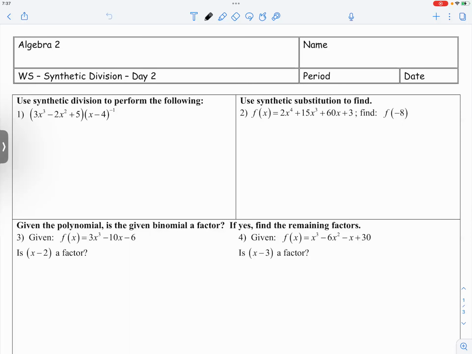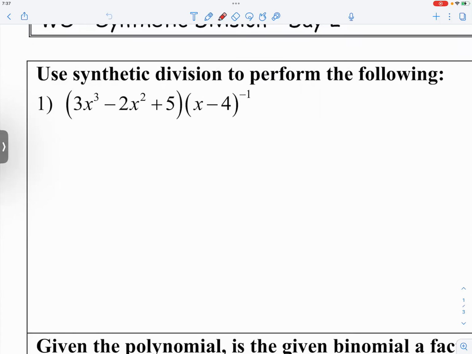Okay, now a couple of things I want to highlight for today's notes. Number one, just to remember the negative one power. What does the negative one power mean? Reciprocal, right? So this whole thing is simply saying 3x cubed minus 2x squared plus 5 over x minus 4. Okay, that's simply what it means.